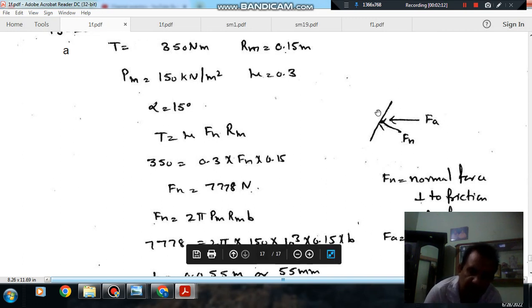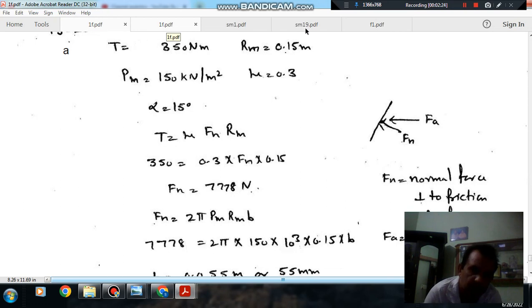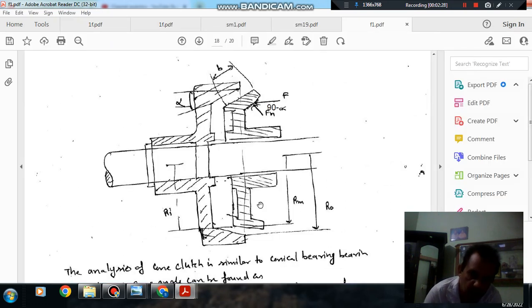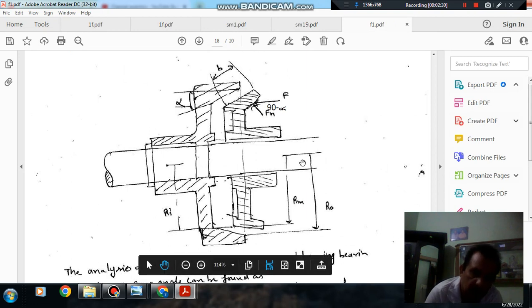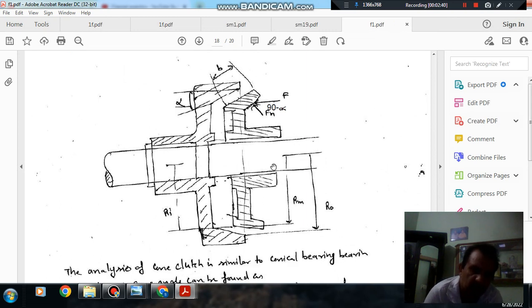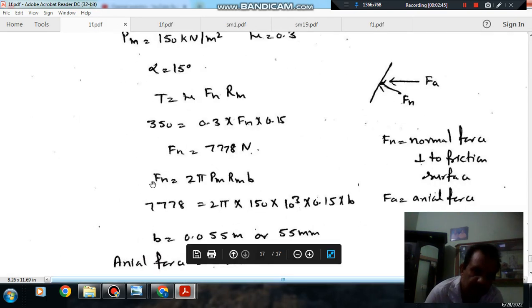As mean radius is given, and the maximum pressure at mean radius is given, the area for this force will be 2 pi Rm into B. Because inner and outer radius are not given, we calculate it like this: Rm is the mean radius, so we can calculate the circumference and then multiply by width. So Fn is 2 pi Rm Pm into B.